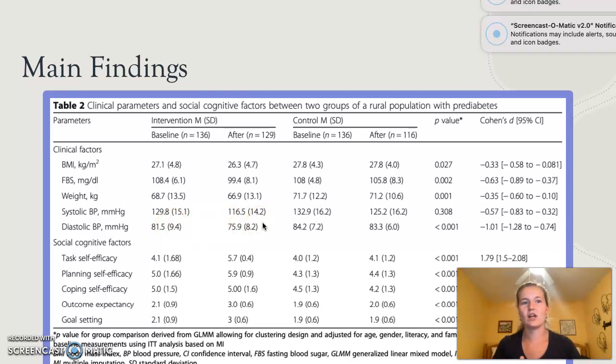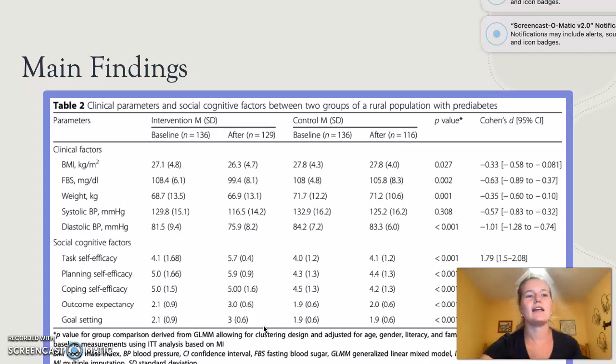Now, when looking at social cognitive theory, there were also a lot of differences, specifically with planning and coping self-efficacy. As we can see here, it went from 5 to 5.95, and then with goal setting, it went from 2.1 to 3, as we see here. And so this shows that there was a significant improvement in these social cognitive theory factors in comparison to baseline and after the physical activity intervention 16-week trial.